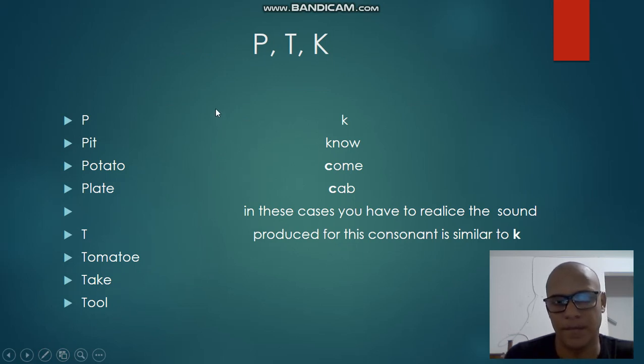Now, the three consonants that I choose are P, T, and K. That's the sound. For example, pit, potato, plate. As you can see, the sound is produced putting your lips together. P. And the sound is produced in the mouth, not in the throat.